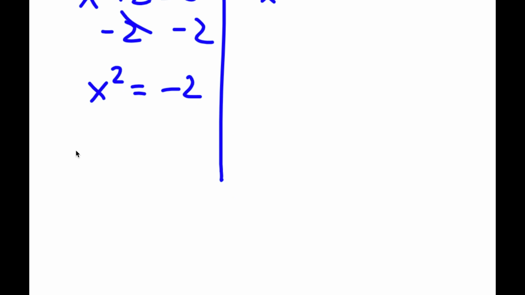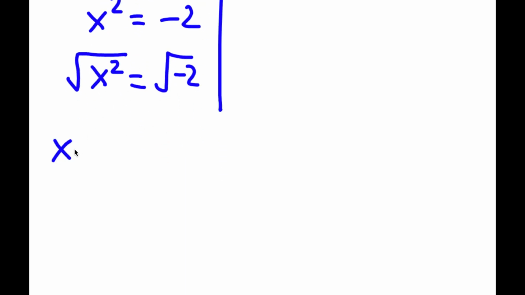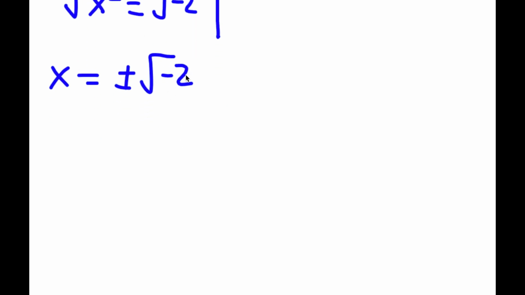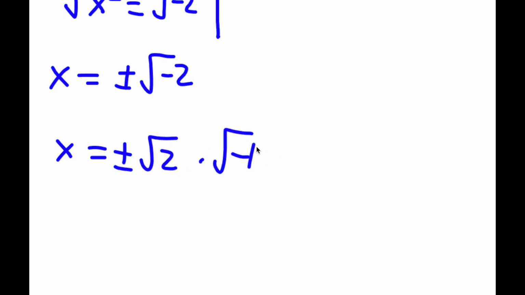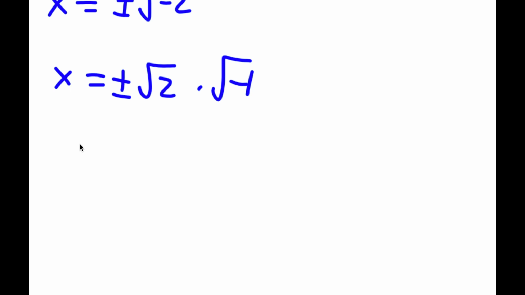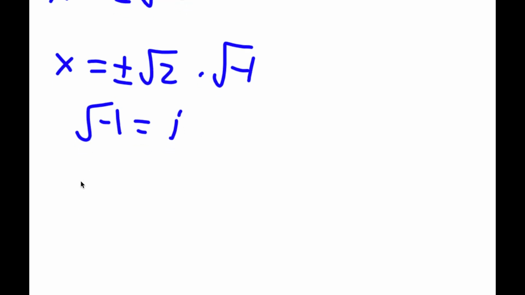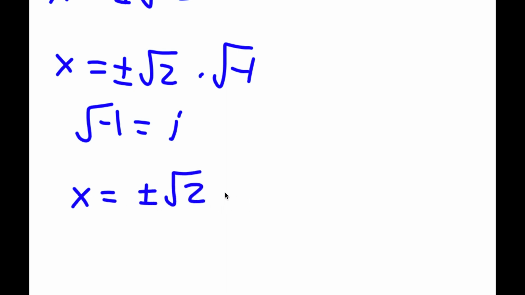Now I'm going to take the square root on both sides. So I have the square root of x squared is equal to the square root of negative 2. Square root of x squared is obviously x, so I have x is equal to plus or minus square root of negative 2. And the square root of negative 2, I can rewrite this as the square root of 2 times the square root of negative 1. And if you didn't already know, the square root of negative 1 is equal to the imaginary number i. So I have x is equal to plus or minus the square root of 2 i.